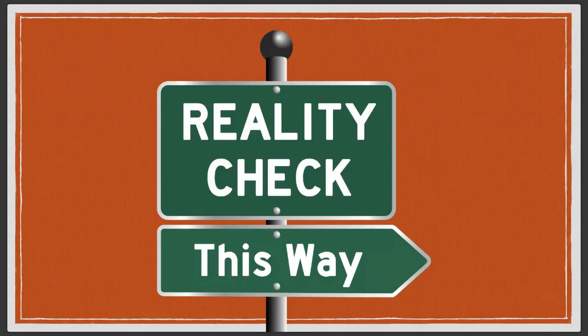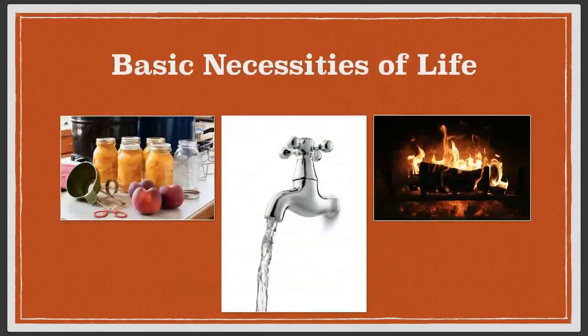In our dependent society, we really need to take a look at our basic necessities of life and work towards getting in a position where we could provide for those basic necessities if needed. So what are the basic necessities of life? We're talking things like water, food, and heat or shelter. These are the basic necessities that we cannot live without. And you'll notice that power is not on this list. And that's because power is not a basic necessity in and of itself.